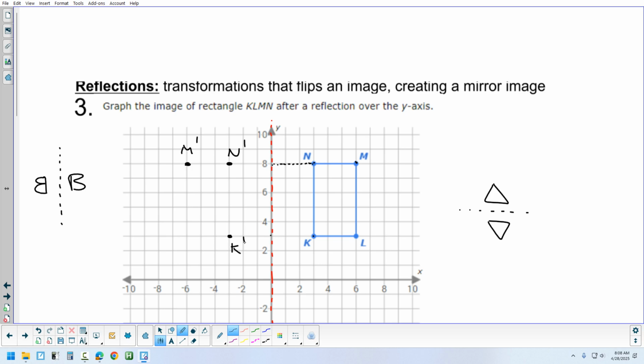So there's k. And how many units is L from the dotted line? 6 to the right, so we're going to go 6 to the left. 3, 4, 5, 6. That is your new shape.